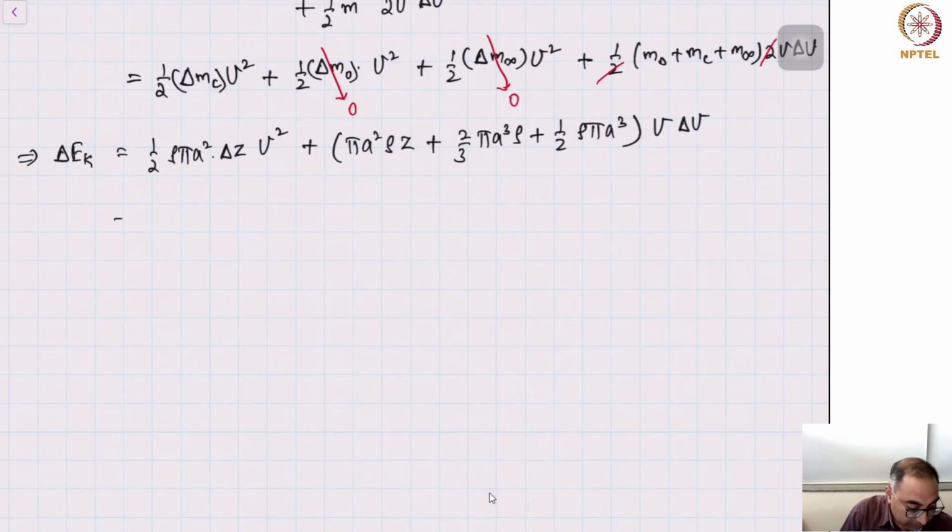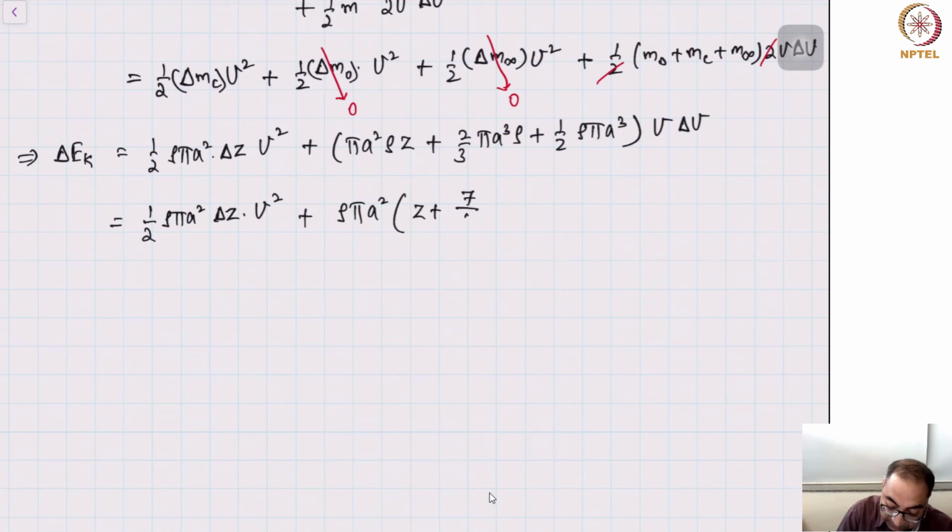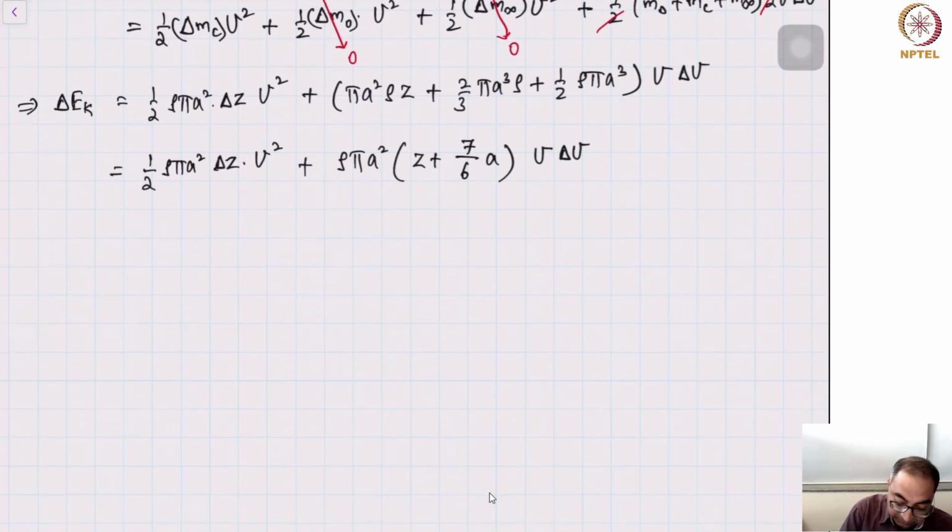Okay, and the first term that you see here, let's simplify this a little bit and then we'll understand what each of these terms mean. This is rho pi a square delta z times u square. Then we can group some of these terms here. So I have rho pi a square times z plus 7 by 6 a times u delta u. Okay. So I would like you to try and verify this yourself, so I can interpret each of them.